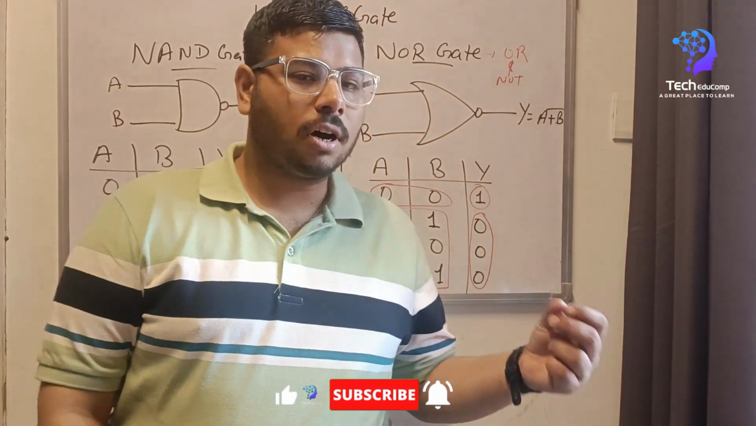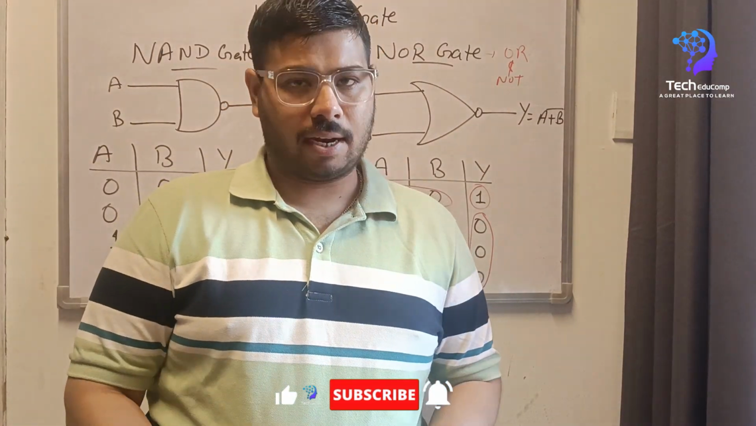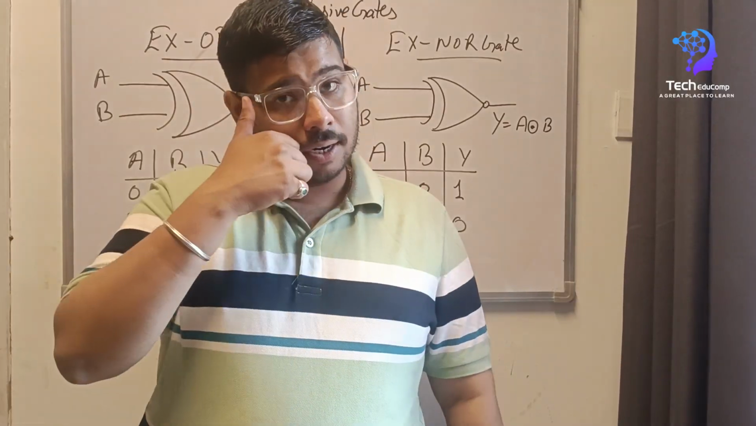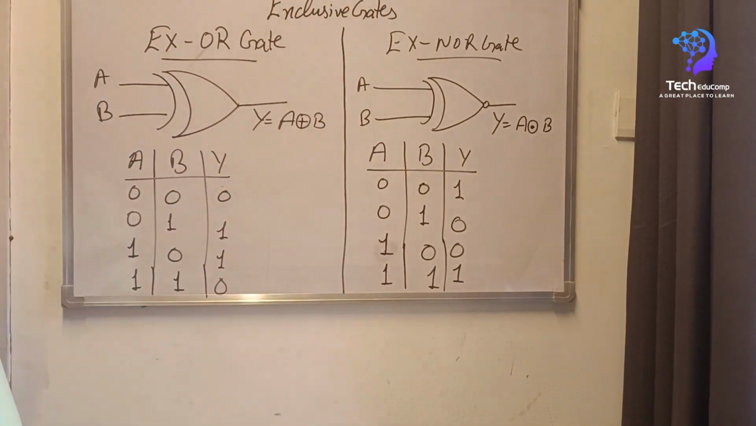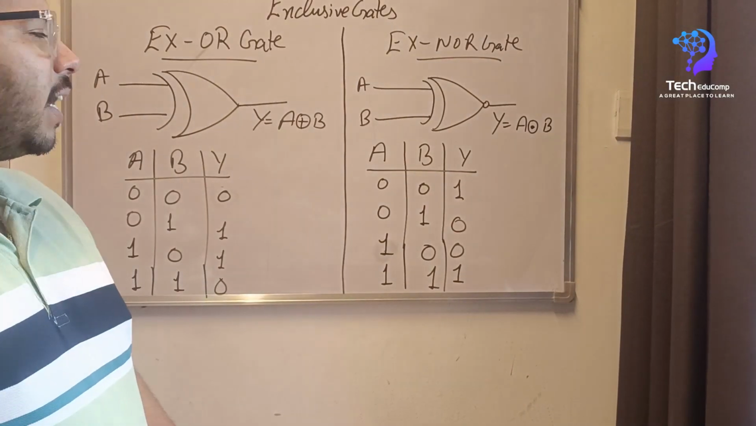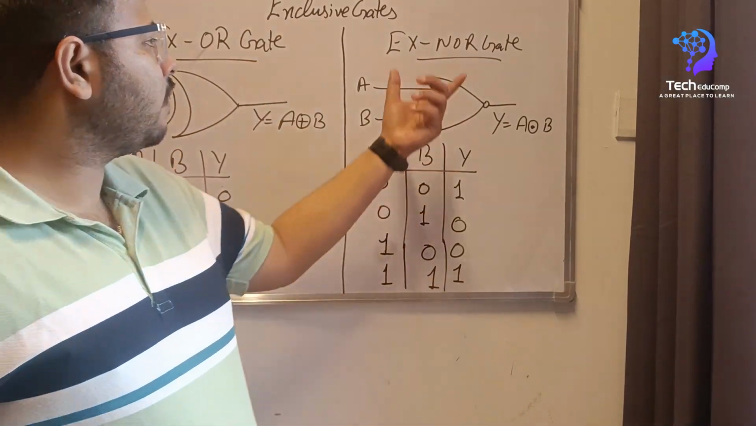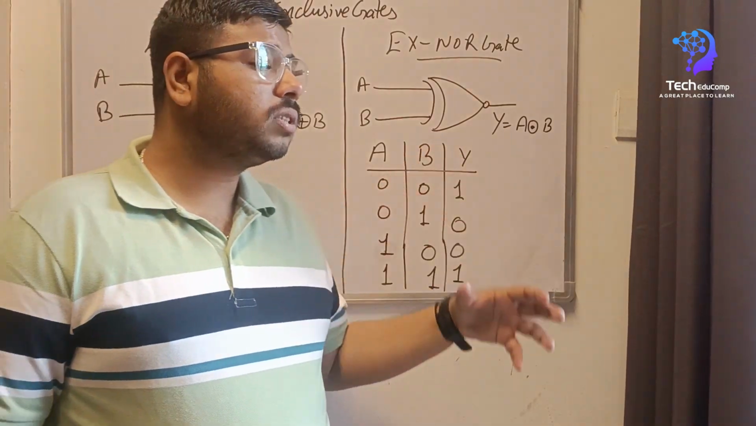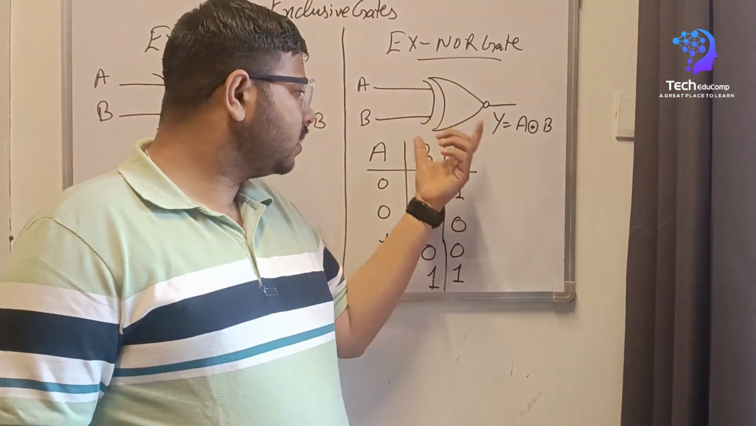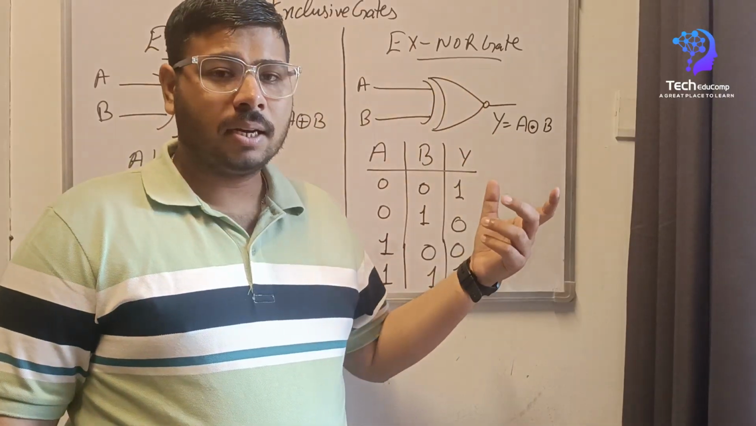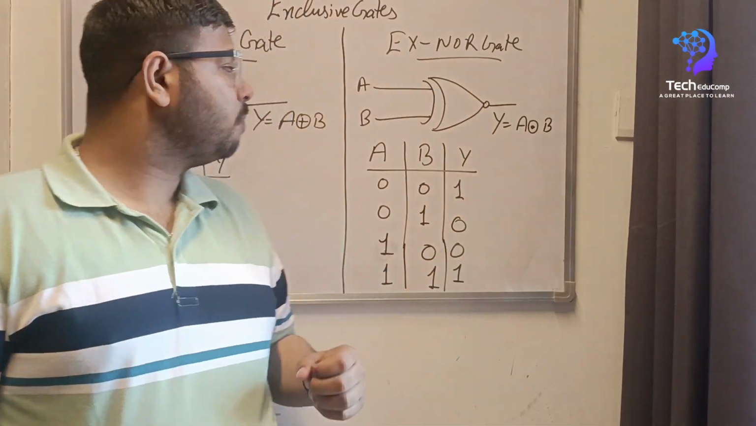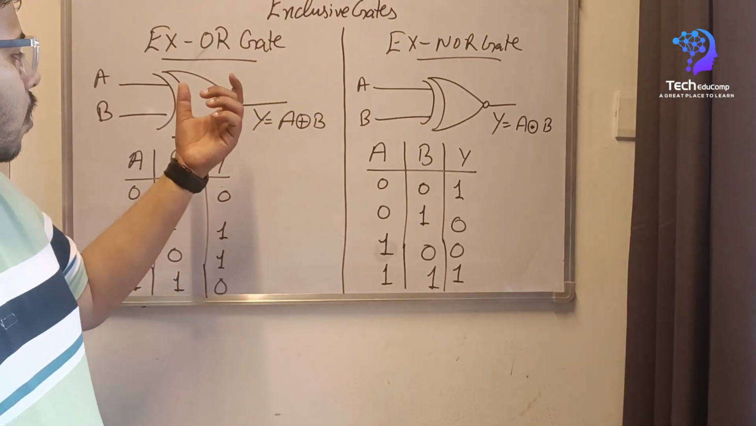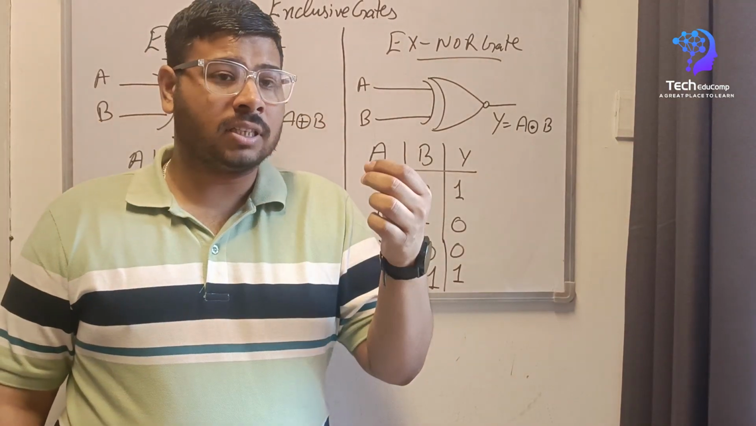Now let's move on to the third category, that is exclusive gates. Let's talk about the final category of logic gates, the exclusive gates. In exclusive gates we have XOR gate and XNOR gate. These gates are used in circuits where their unique properties are needed. If we talk about XOR gate, this gate produces a true output.